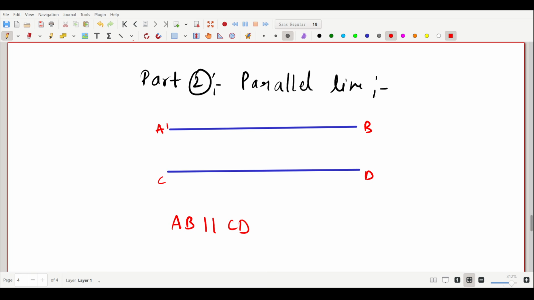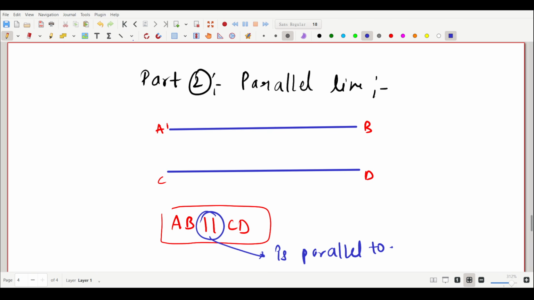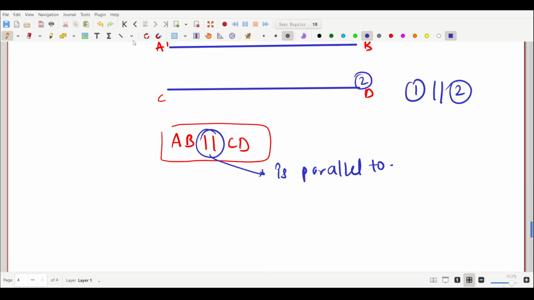This is not 11, it is bigger than 11. I'm drawing two vertical lines. This notation itself means that AB is parallel to CD. The symbol that I have drawn here denotes "is parallel to". When you are not willing to write "is parallel to", you can draw this symbol. For example, if this line is one line and this line is a second line, you can write one line is parallel to second line like this.